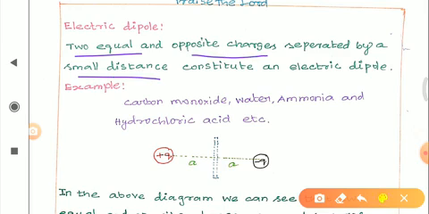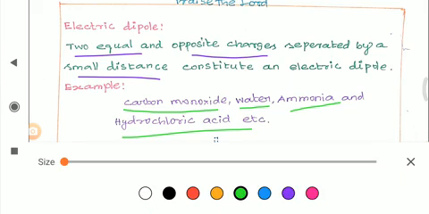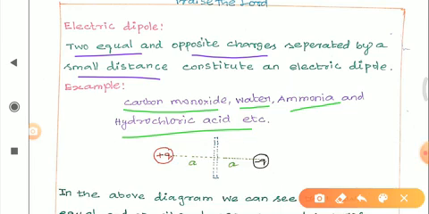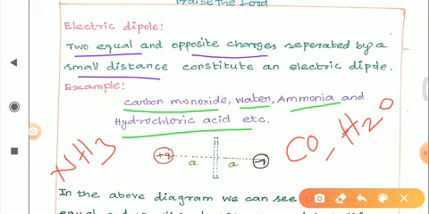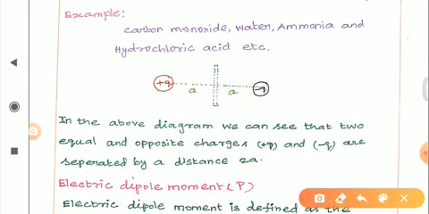Then what are the examples of electric dipole? It can be expected as a 1 mark question. Carbon monoxide, water, ammonia and hydrochloric acid. Sometimes they will ask in symbols. So the first one is carbon monoxide, and water H2O, and ammonia NH3, and the fourth one is HCl, hydrochloric acid. Either they can ask in words or molecular formula. Depending upon the choices, we have to choose the answer. So the construction of an electric dipole is given here.